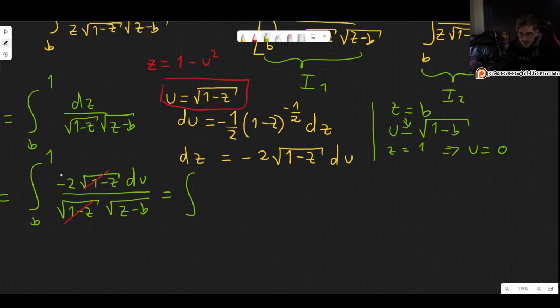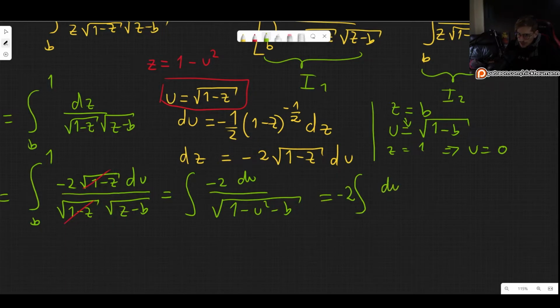So anyways, let's see, what do we have? We have minus 2 du, and then we have the square root of z minus b. So let's plug in what we found for z, which is 1 minus u squared, and then we have still the minus b. Now, this integral may not look very easy to solve. Let's take the minus 2 outside. But actually, if we rewrite it, you may have a few ideas. So this is the square root of minus 1.